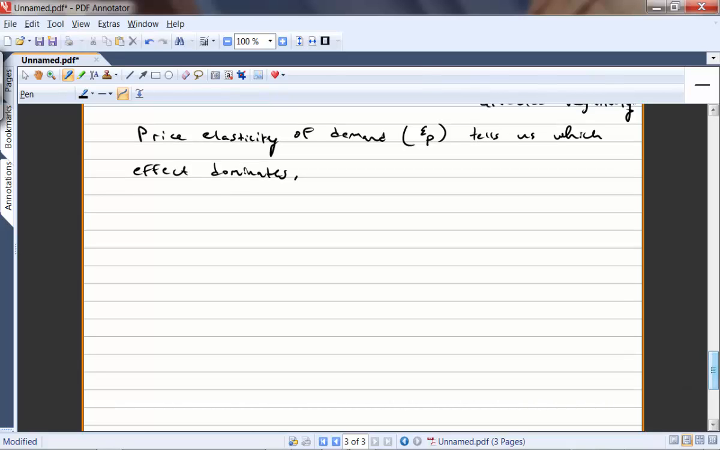So what do we have here? So I'm going to write something down. You're going to also want to add this to your notes. If the absolute value of the price elasticity of demand is greater than 1, then an increase in price leads to a decrease in revenue.